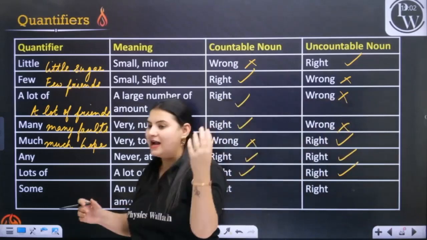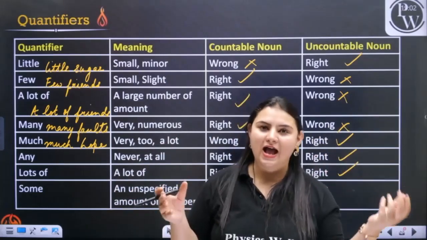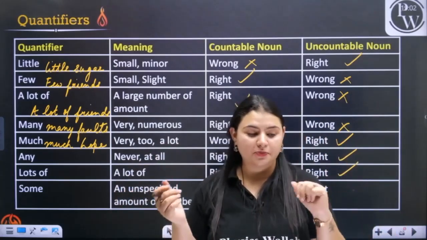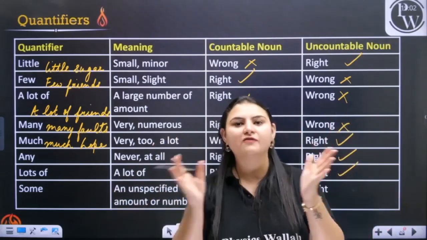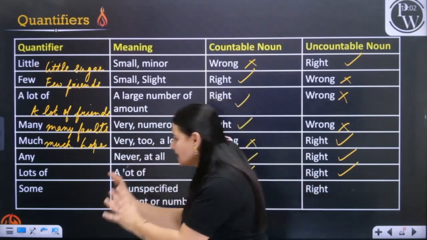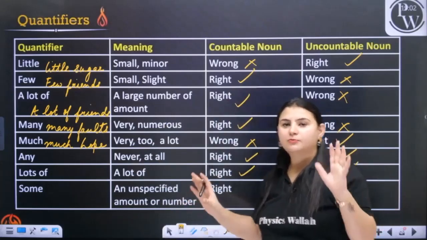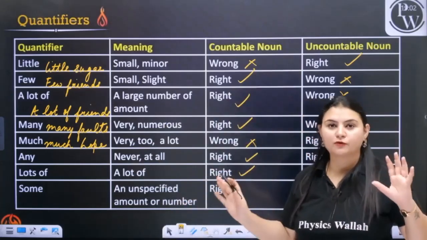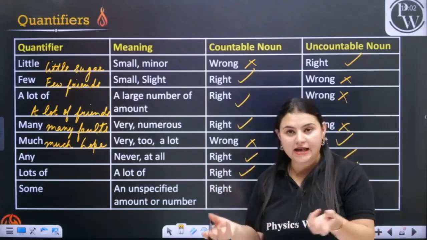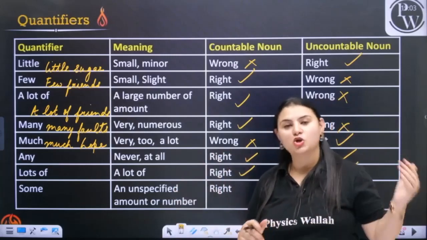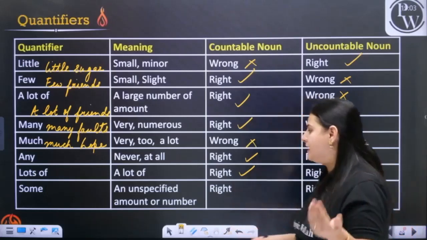You know, Santa Claus has lots of chocolate. Now, Santa Claus has lots of love for us. Santa Claus has lots of chocolate. Chocolates can be counted. That is why we put lots of with it. Now, lots of love. Santa Claus has sent lots of love. Love is an uncountable thing and we can still use lots of with it.